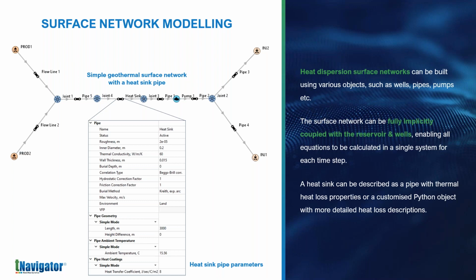The example we see here is a heat dispersion network with 2 producers, a pump, 2 injectors on the right-hand side, and a heat sink in the middle. This is just a very, very simple example. The heat sink has been defined as a pipe with just thermal conductivity and heat transfer coefficient on there as well. This ultimately just loses heat.